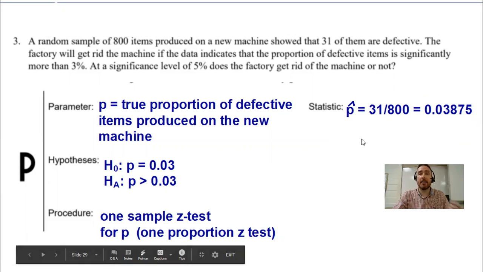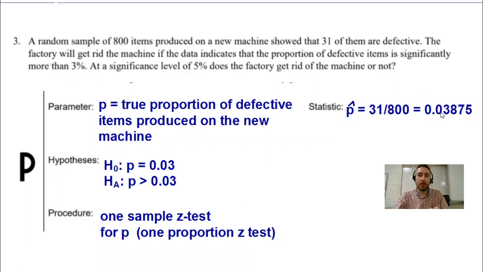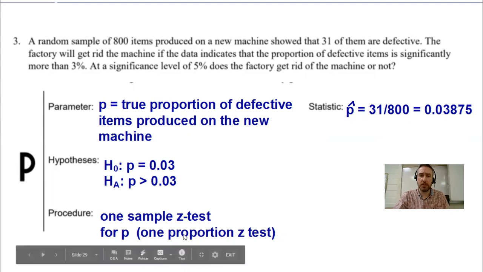Your statistic is the p-hat, 31 out of 800. It's 0.03875. So it is more than 3%, but is it statistically enough to warrant replacing the machine? So the hypotheses would be H0: p equals 0.03. Remember, p is always equal to on the null, and HA: p is greater than 0.03. So since it's more, we do a 1 proportion Z-test, 1 sample Z-test for p.